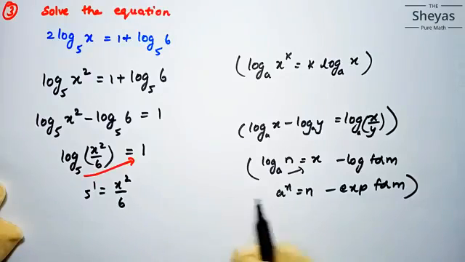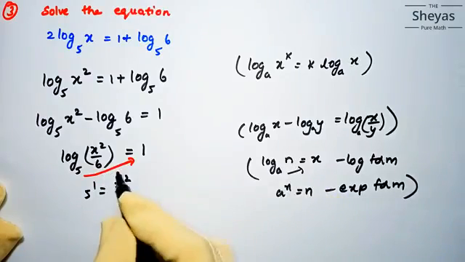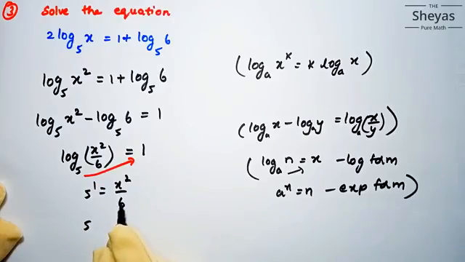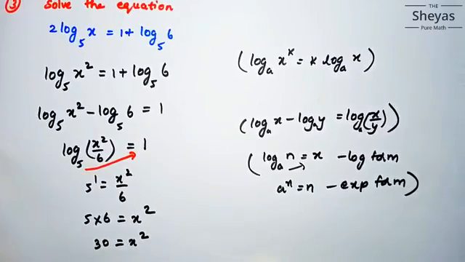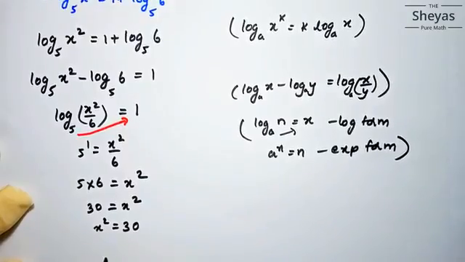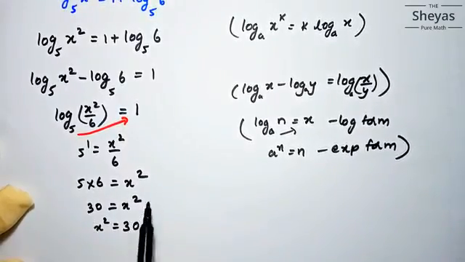So 5 power 1 is equal to what is next to the log. You have to write it on the other side. See, n you are writing here. So same, 5 power 1 is equal to x square by 6. 5 power 1 is nothing but 5, and this 6 is in the division part. When I take it to the other side, it will be multiplication. So you'll be getting 30. So x square is equal to 30. I am writing this way, that is x square is equal to 30.